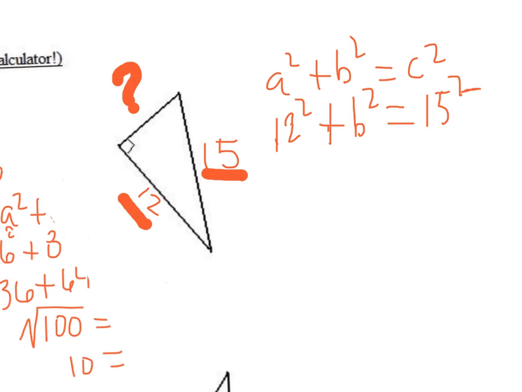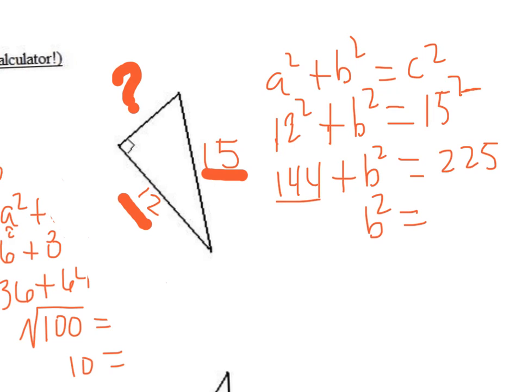All right. Now, we know that 12 squared is 144. We don't know what b squared is. And 15 squared, if you have a calculator, punch it in, but I believe it's 225. So all we have to do to figure out what b squared is, is subtract 144 from both sides, and we end up with b squared is equal to 81.